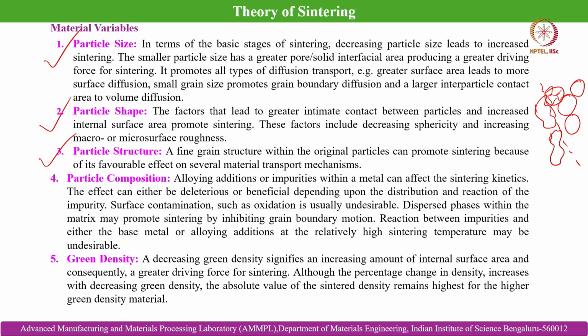So, number 4 is particle composition. Alloying additions or impurities within a metal can affect the sintering kinetics. The effect can either be deleterious or beneficial depending upon the distribution and reaction of the impurity.